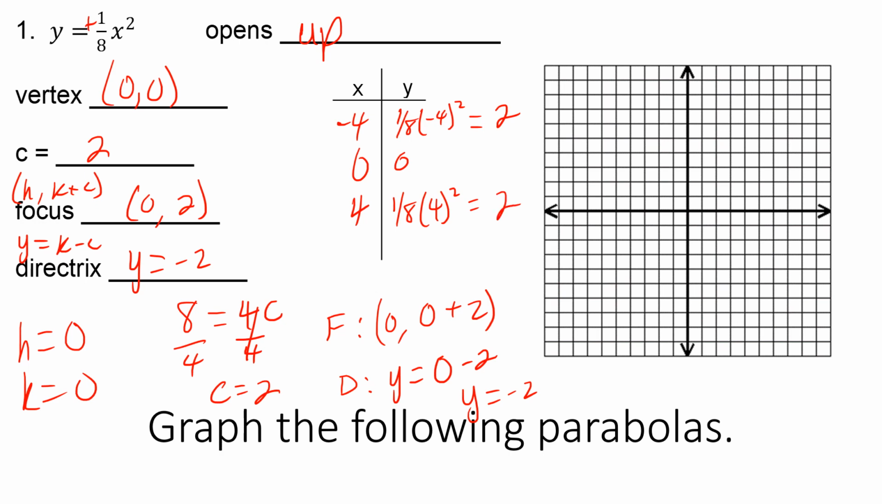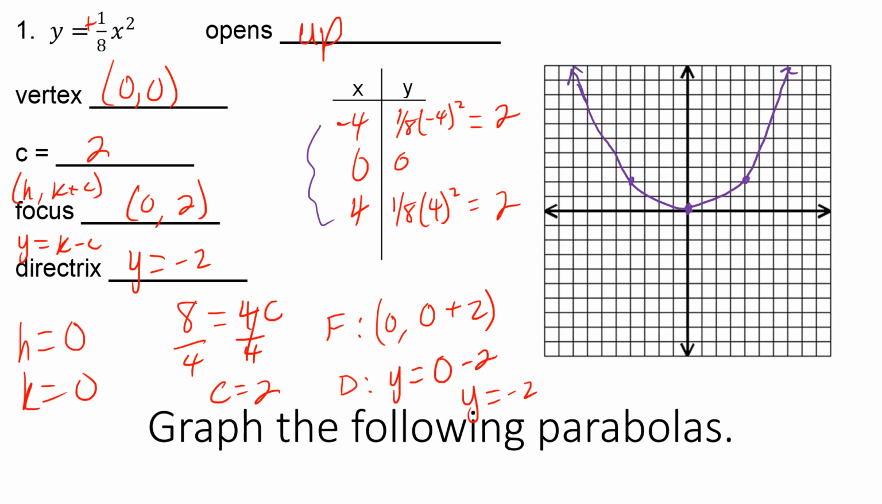All right. On here, I'm going to plot everything I have. My vertex, my focus, my directrix, and my 2 points. Okay. So I'm going to go to the origin, 0, 0. Then I'm going to go to negative 4, 2. 1, 2, 3, 4. 1, 2. Gotta go to positive 4, 2. 1, 2, 3, 4. 1, 2. And I'm going to do my best to connect.